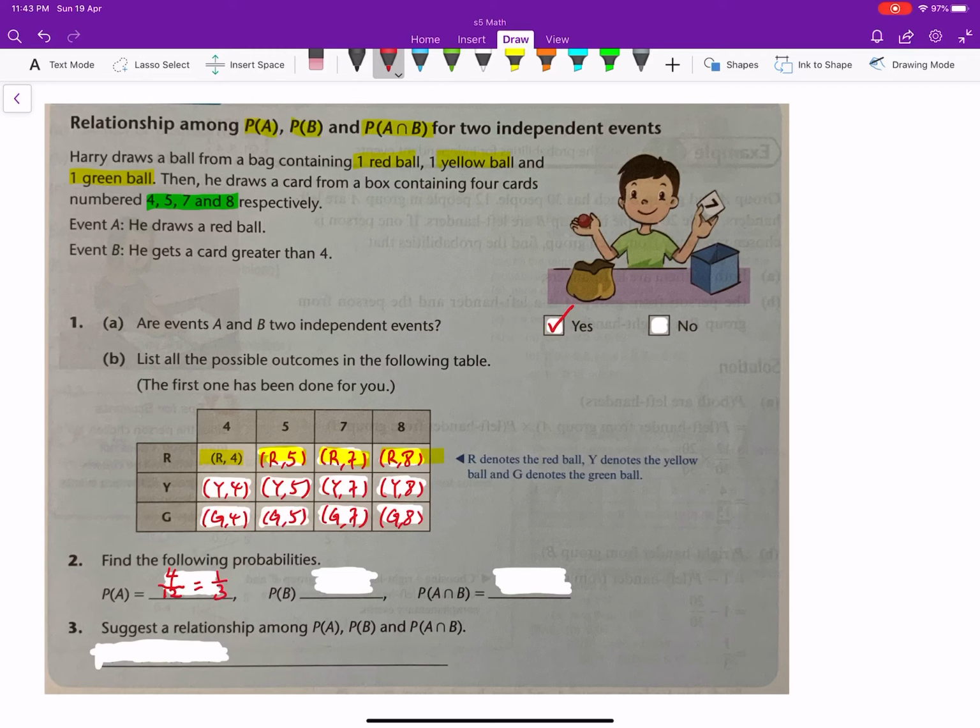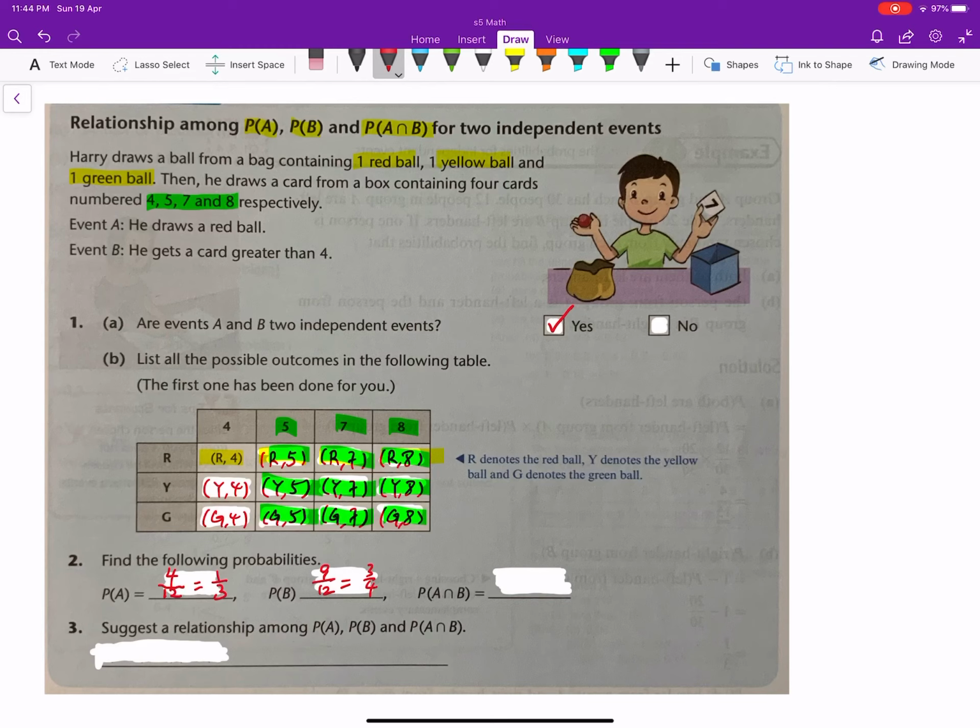Okay, how about P(B)? Get a card greater than 4. Okay, so you get these 3 columns, right? So 1, 2, 3, 4, 5, 6, 7, 8, 9. And this 9 out of 12, you will get P(B).